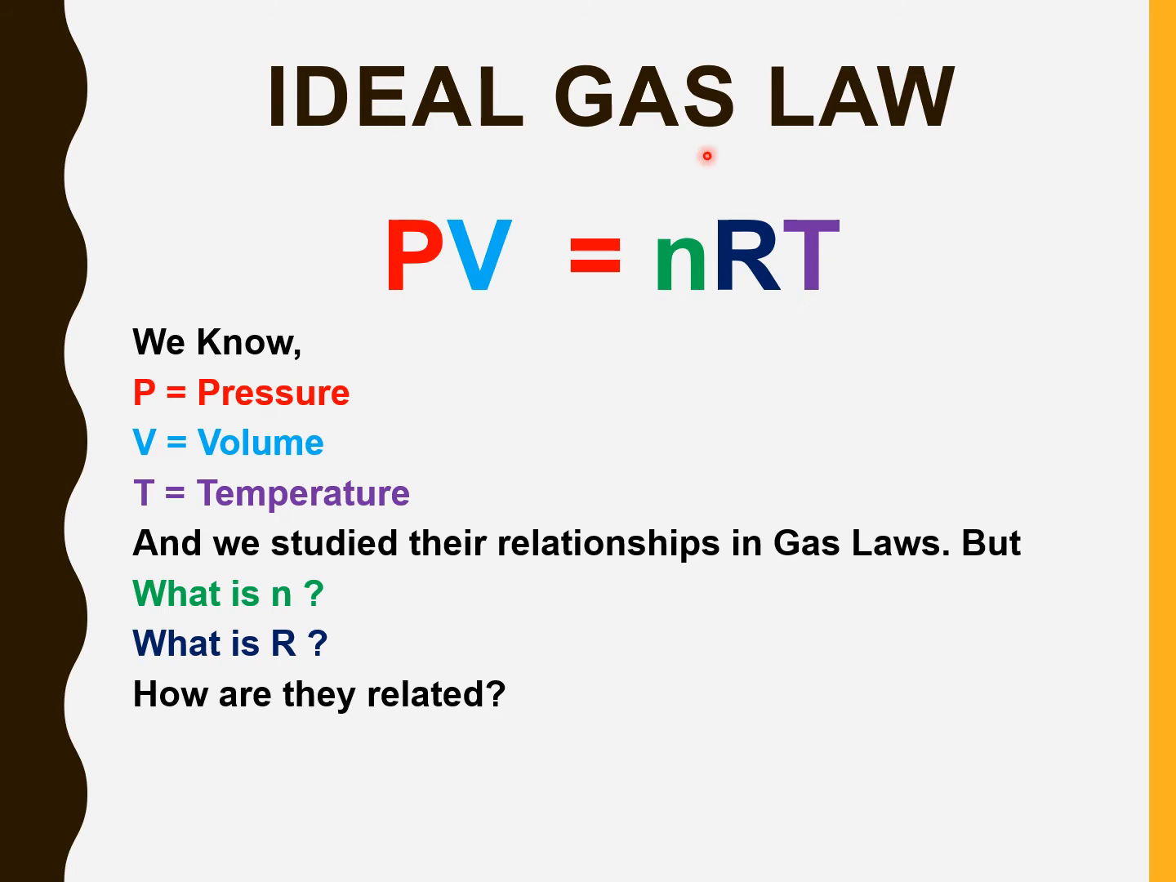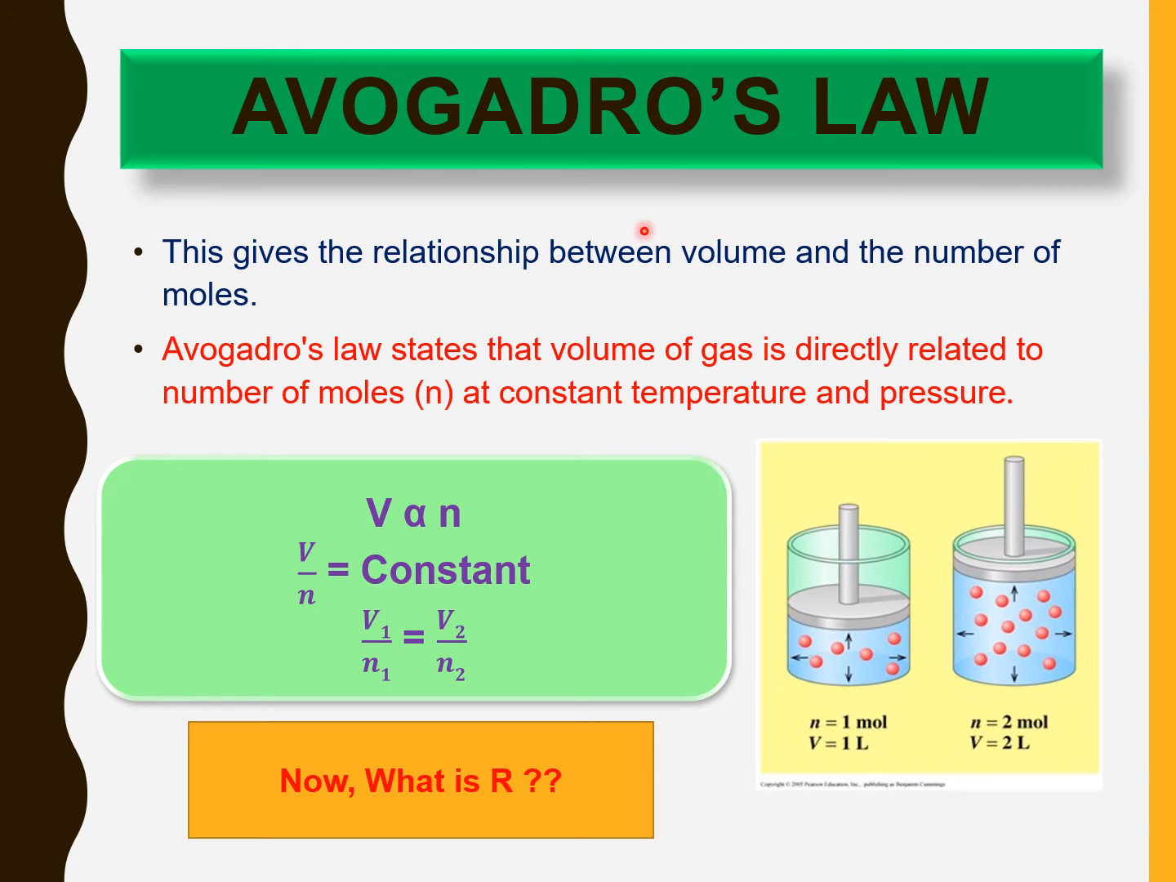If you followed my previous videos, we already spoke about pressure, volume, temperature, and the relationship between them in the gas laws. But what is n and what is R? And why are they in the ideal gas law? How are they related? Before I talk about that, first you have to know what Avogadro's law is. n is nothing but the number of moles or number of molecules.